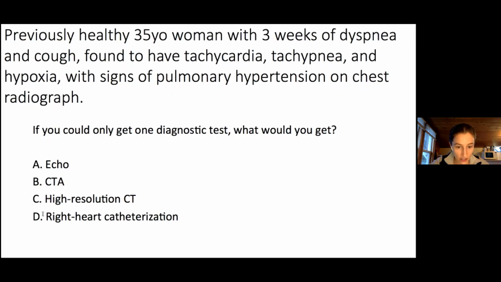And a right heart cath, I think at this stage, it wouldn't be my very next step, but would tell you about those elevated pressures. If I could have chosen one test, I would have wanted a CTA, because I thought with this kind of sudden onset in this previously healthy woman who didn't seem to have a prodrome of things getting worse, like a story for a more chronic development of pulmonary hypertension, I would have wanted the CTA first. But I think the echo is a very reasonable answer as well.